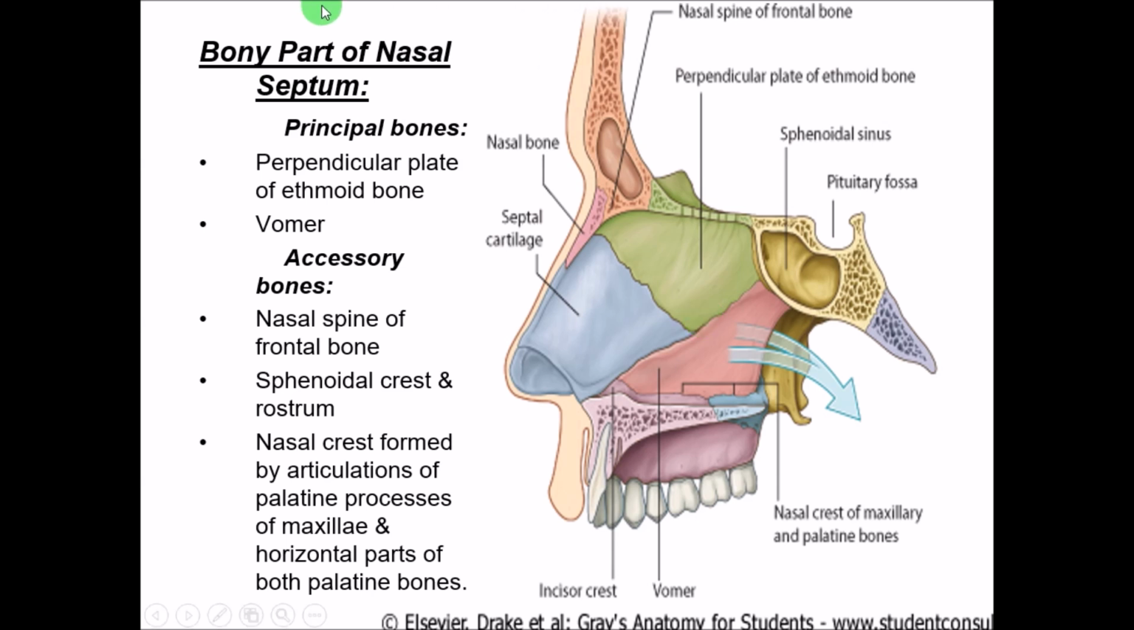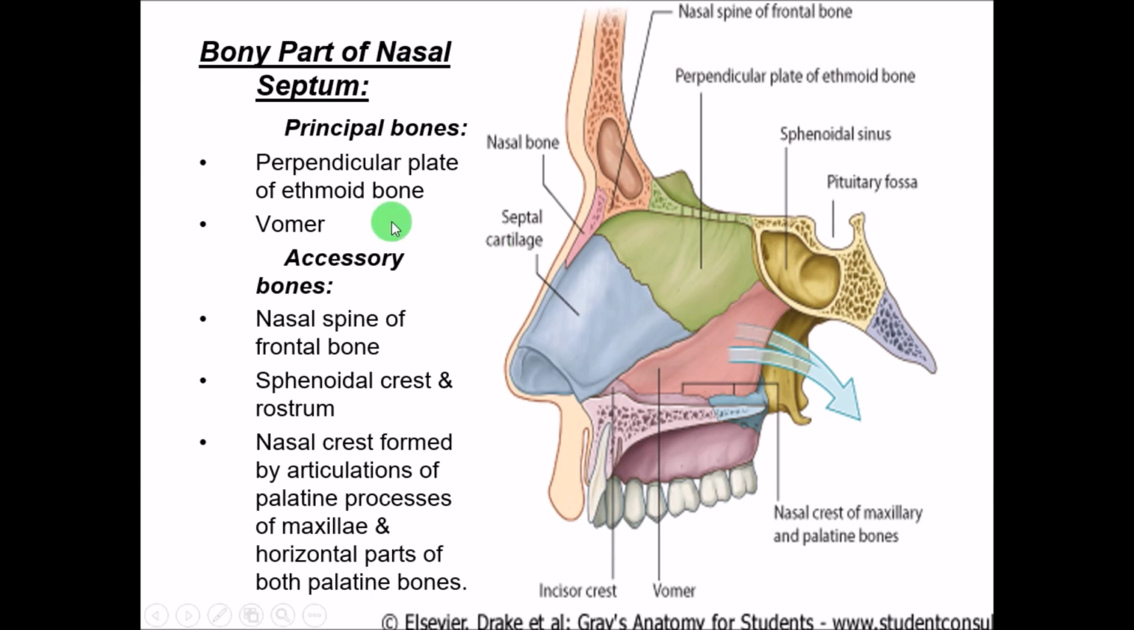First we will talk about the bony part of the nasal septum. So this is the bony nasal septum in the center, and on either side there will be the cavity of the nose. Okay, so the bony part has two principal bones. The main bone, one is called the perpendicular plate of the ethmoid bone. Perpendicular plate of ethmoid bone, this is the ethmoid bone shown in green color. So this is the perpendicular plate, and here the second bone, that is called the vomer. So these are the two main bones which will form the nasal septum.